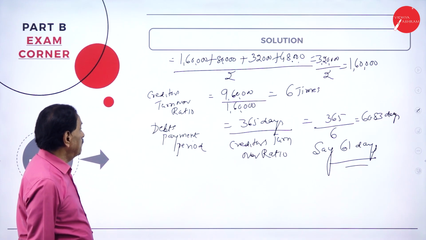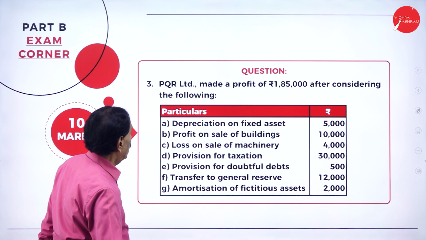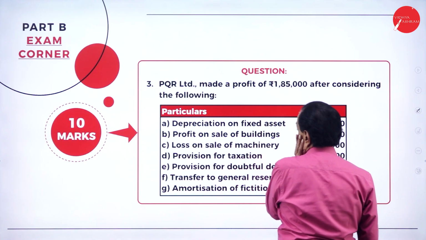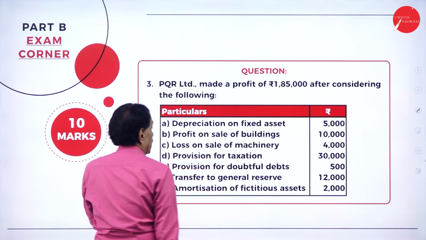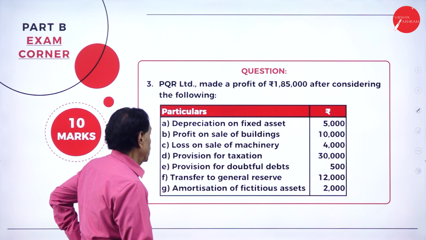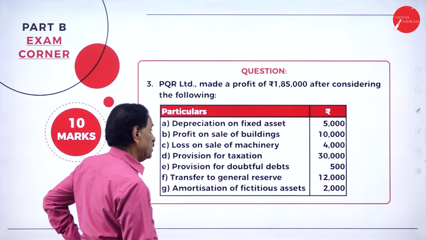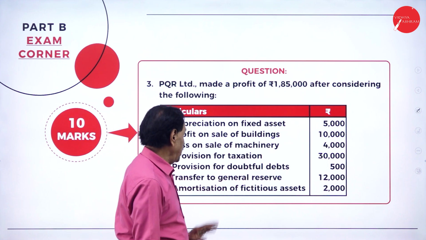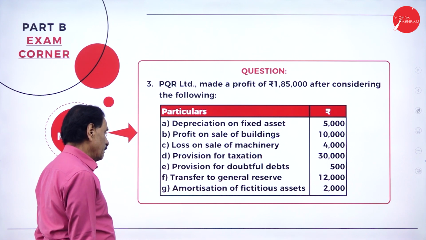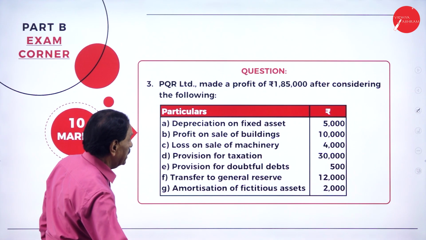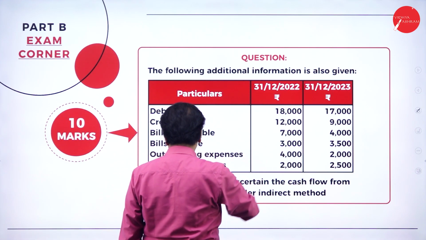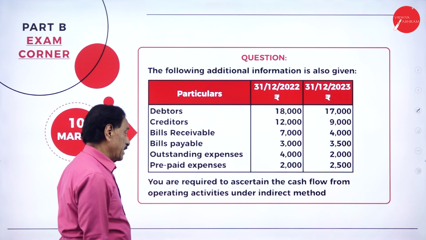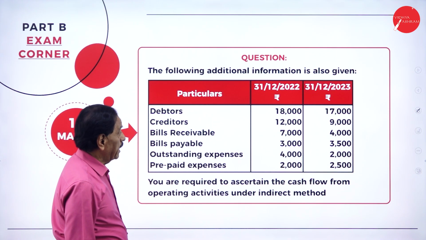The last problem. PQR Limited made a profit of 1,85,000 after considering the following: depreciation on fixed asset, profit on sale of building, loss on sale of machinery, provision for taxation, provision for doubtful debt, transfer to general reserve, amortization of fictitious assets. Then other information, you are required to ascertain cash flow from operating activity under indirect method.